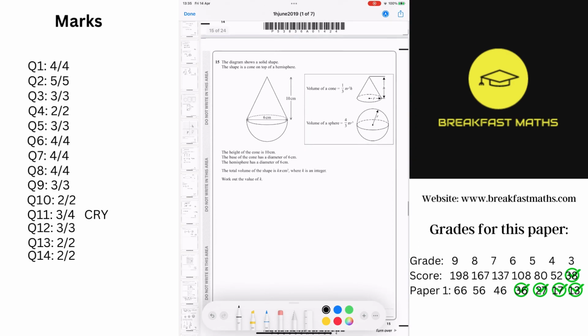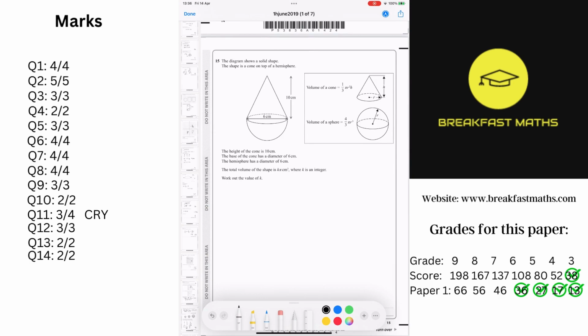So for this, work out the total volume of this here. Let's have a look at this shape. Cone, hemisphere, okay. Volume of the shape is k pi, where k is an integer. Okay, so we need this as an exact value. So let's do the cone. So we've got a third pi r squared h, which is a third times pi times 3 squared, because the radius is 3, and then times my height, which is 10. So a third times 3, that cancels one out, so it's going to be 3 times 10, 30 pi.